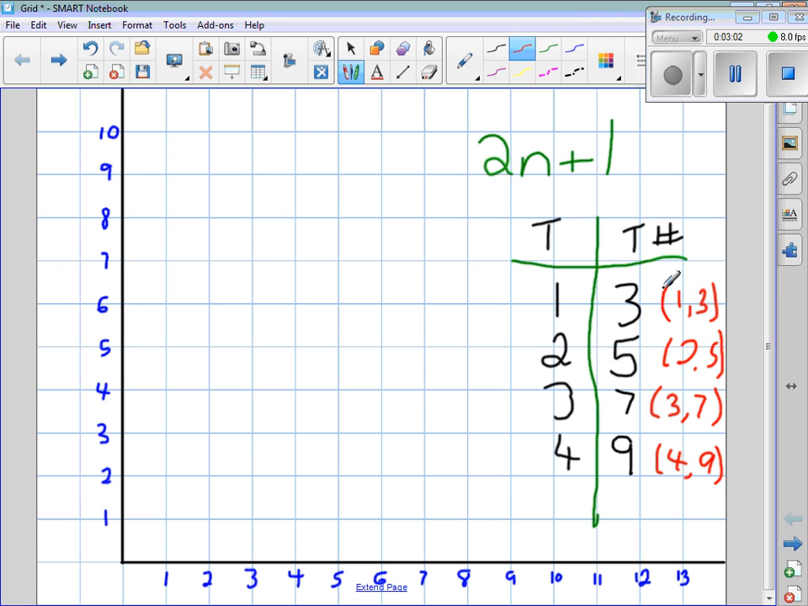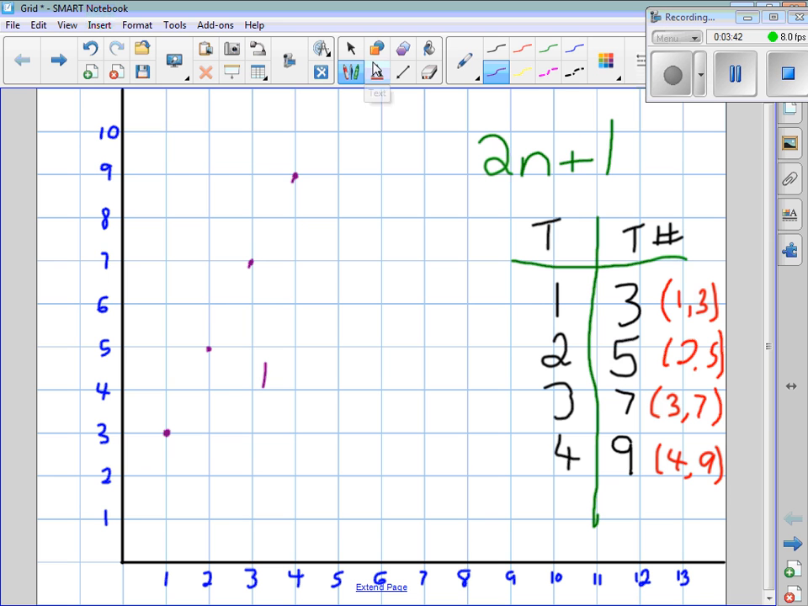I can take these coordinates and put them onto a graph. Let's use purple for this. So my x-axis is 1 over here, and my y-axis is 3. I line them up, 1 and 3, and I put a dot. Then I go to my second term, 2 and 5. I find the 2, I go up to the 5. I put a dot. Then 3 and 7. I find the 3, find the 7, and I put a dot. And finally 4 and 9, and I put a dot.